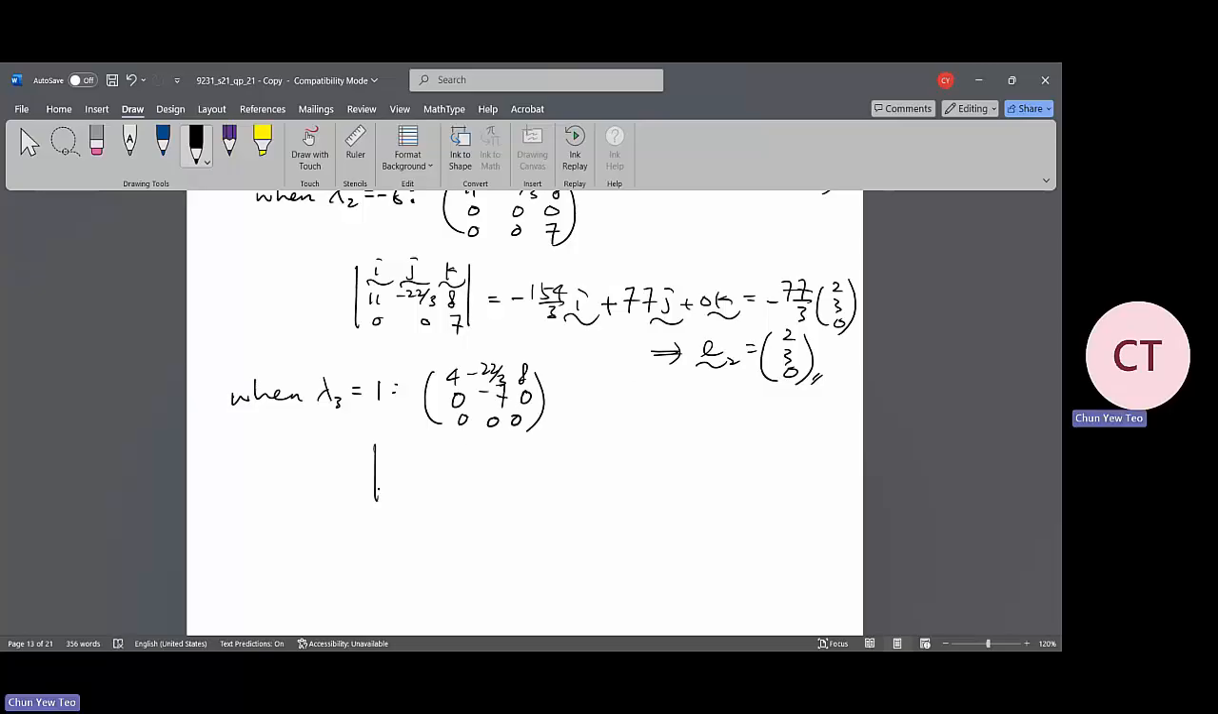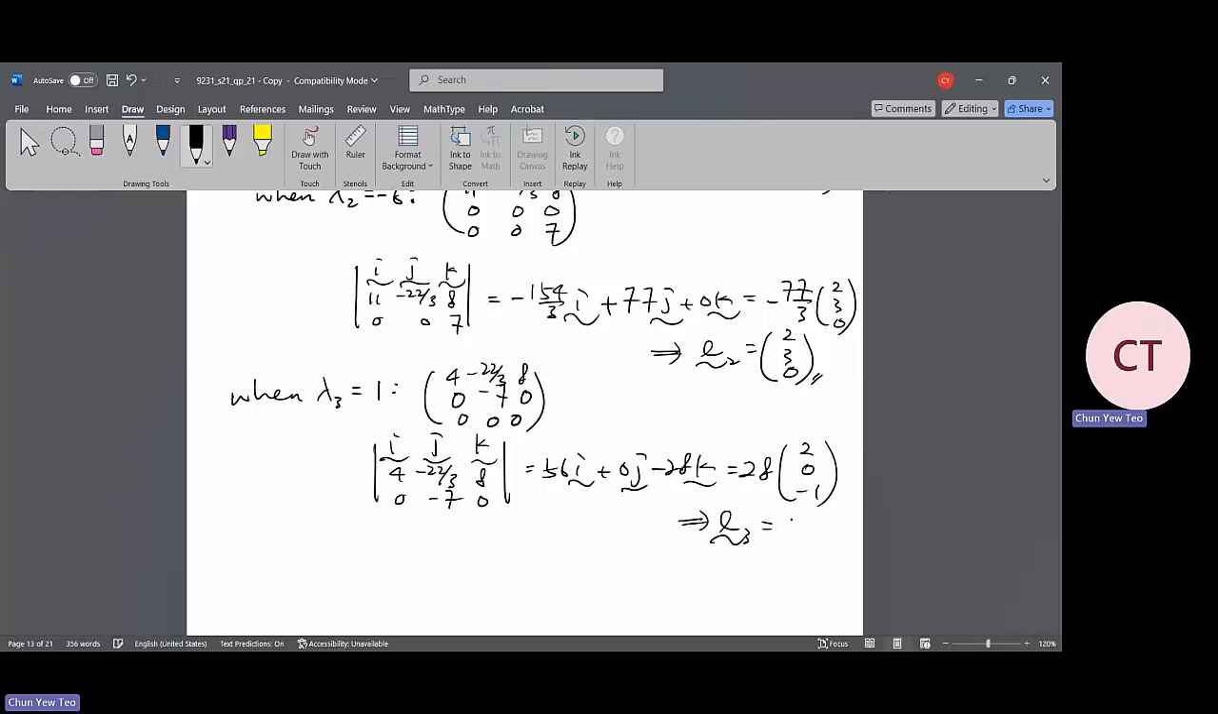So for the eigenvector, take the cross product of these two planes, and you get 56i plus 0j minus 28k. Factorize the 28 out, you get 2, 0, negative 1. So your eigenvector number 3 will be 2, 0, negative 1.